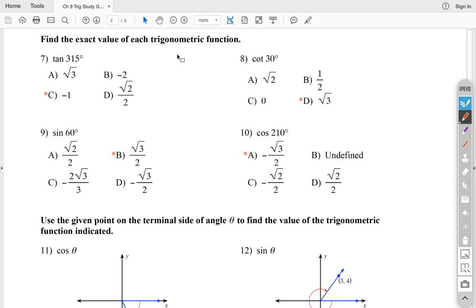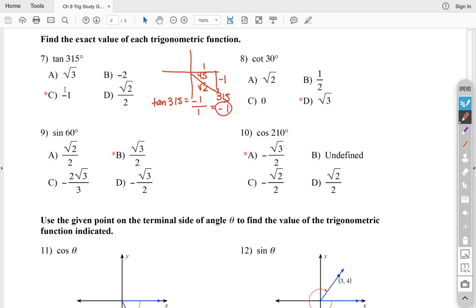So tangent of 315. 315 degrees is in quadrant 4, and 315 has a 45-degree reference angle. So this side is 1, this side is negative 1 because it's going down, and the hypotenuse is square root of 2. And so they want tangent, so 315 is over here. Tangent is opposite over adjacent, so it's going to be opposite, which is negative 1, over adjacent, which is 1, and that simplifies to negative 1.